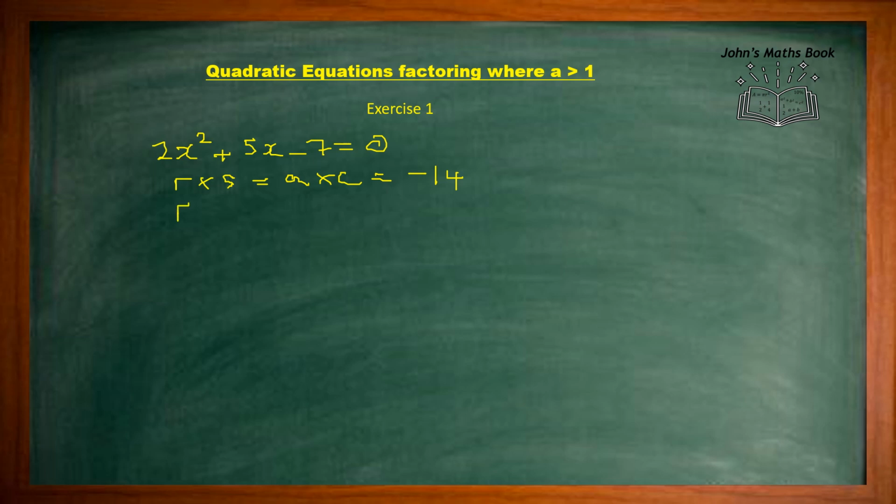And when added together, r plus s gives the value of b, which in this case is 5. So let's look at some examples of numbers that multiplied to give us minus 14. We can definitely say that minus 1 times 14 gives us minus 14.